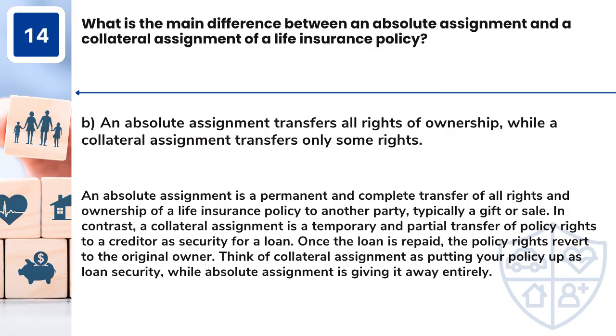An absolute assignment is a permanent and complete transfer of all rights and ownership of a life insurance policy to another party, typically a gift or sale. In contrast, a collateral assignment is a temporary and partial transfer of policy rights to a creditor as security for a loan. Once the loan is repaid, the policy rights revert to the original owner. Think of collateral assignment as putting your policy up as loan security, while absolute assignment is giving it away entirely.